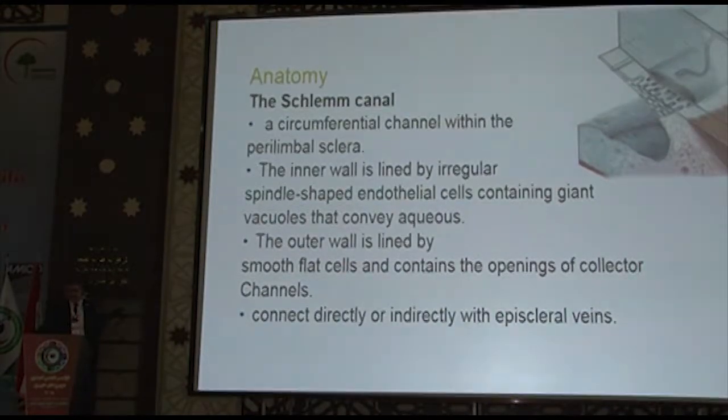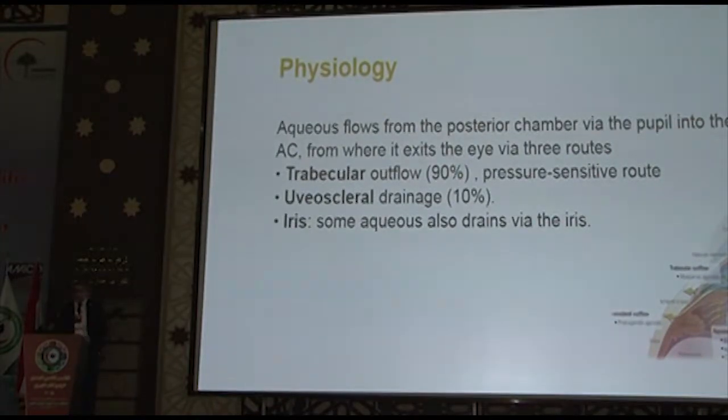Schlemm's canal is a circumferential channel within the perilimbal sclera. It is composed of an inner and outer layer, connected directly or indirectly with episcleral veins. Aqueous humor flows from the posterior chamber through the pupil and then drains via three routes, which are mainly trabecular outflow, uveoscleral drainage, and the iris.